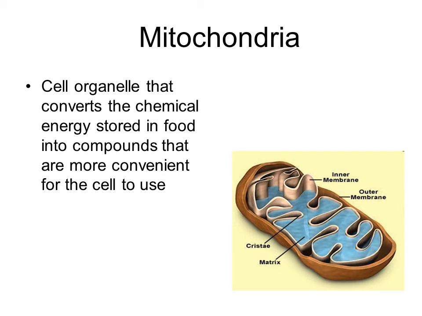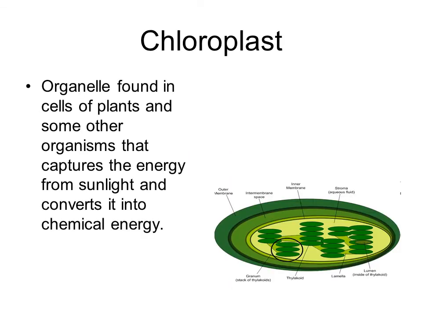The next organelle about which we are going to learn a little bit is the mitochondria. The mitochondria is a cell organelle that converts the chemical energy stored in food into compounds that are more convenient for the cell to use. And that more convenient aspect is going to be ATP. We'll be learning more about that.